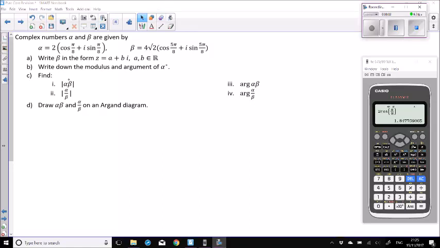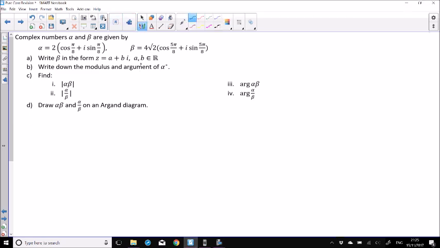Right, in question 8 then, we've got two complex numbers. First thing I want us to do is write beta in this form, so z equals a plus bi. Easiest way to do that is we're just going to expand those brackets and then work out what the numbers are.